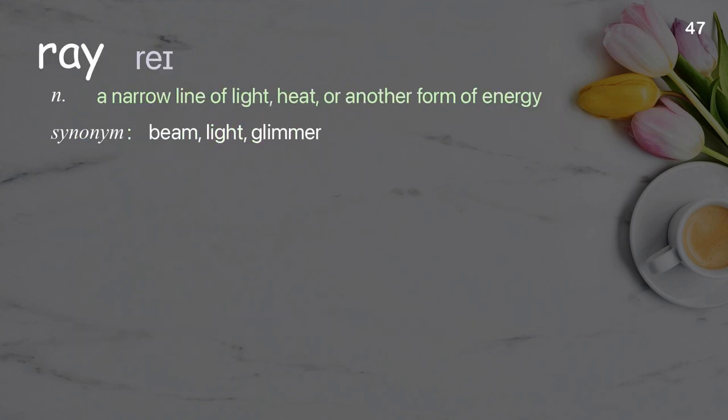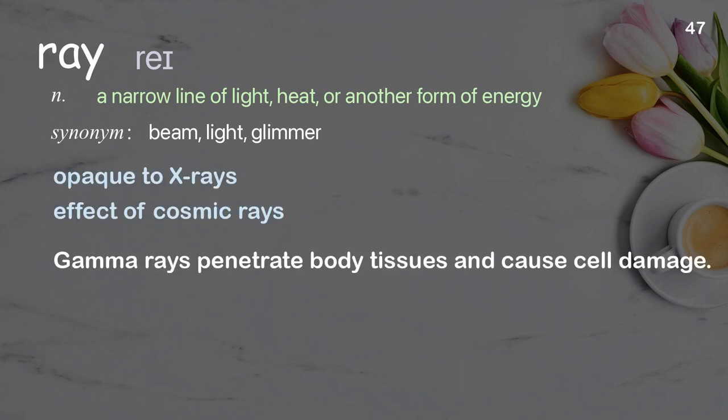Ray: a narrow line of light, heat, or another form of energy. Examples: opaque to X-rays, effect of cosmic rays. Gamma rays penetrate body tissues and cause cell damage.